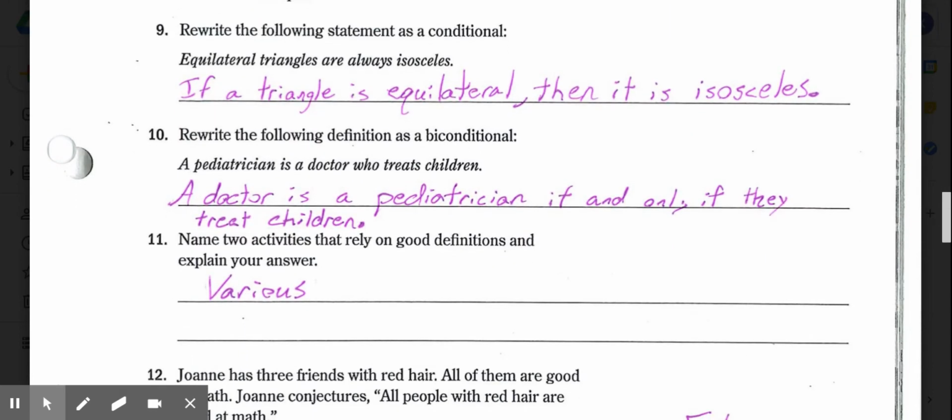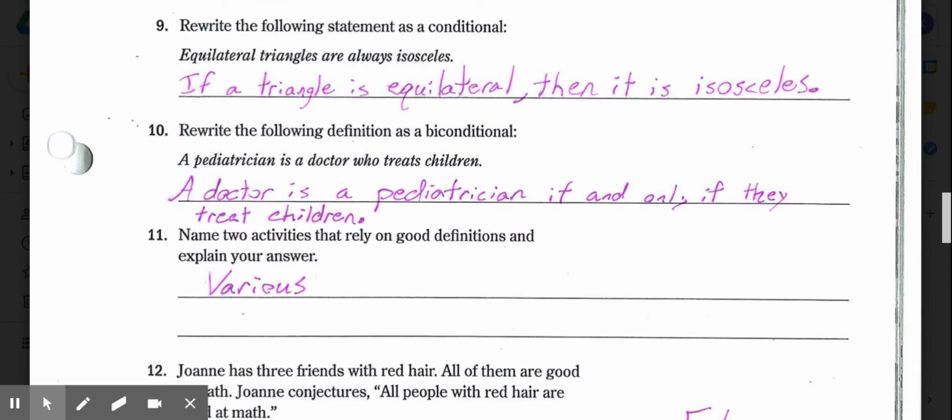9 says, rewrite the following statement as a conditional. Equilateral triangles are always isosceles. So we could rewrite that saying, if a triangle is equilateral, then it is isosceles.